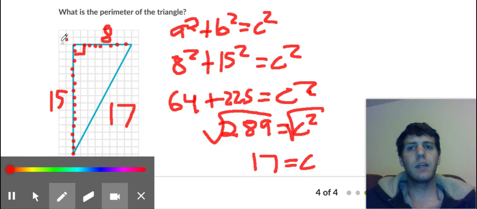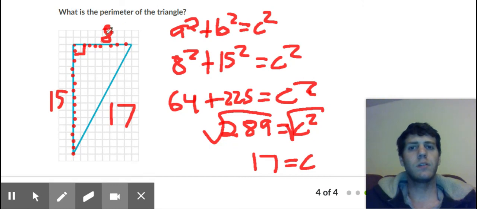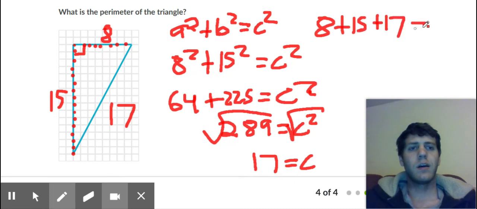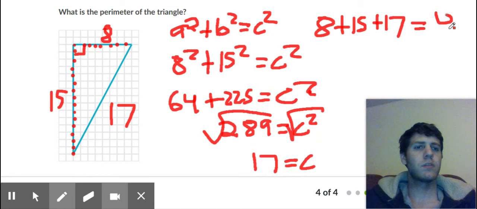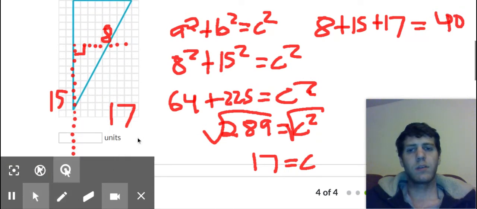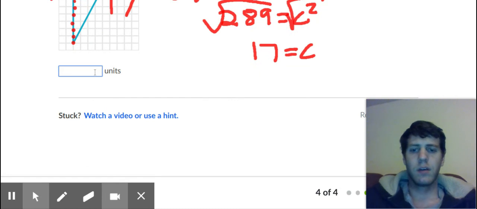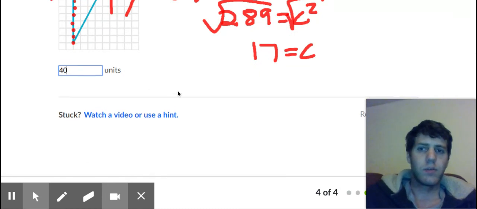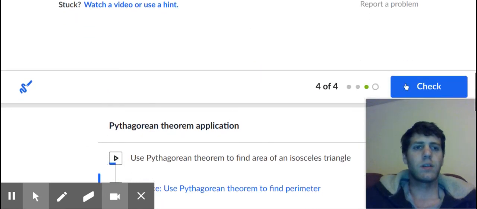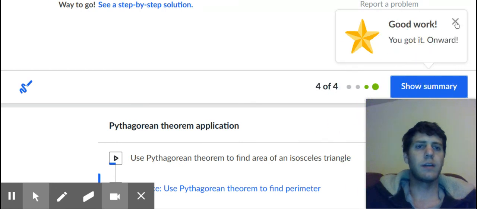And then our question again asks for the perimeter. What is the perimeter of the triangle? So we simply can do 8 plus 15 plus 17, and that's going to be 23 plus 17 is 40. Okay, and we can then put in our perimeter of 40 and check our answer, and we got it. So we're good.